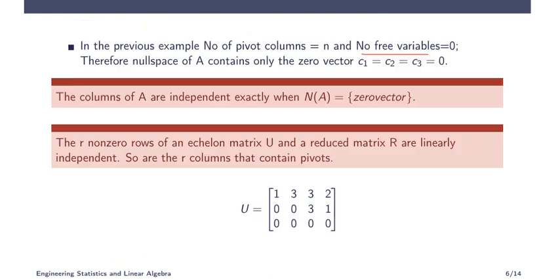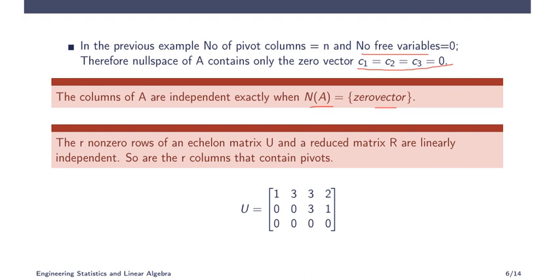So if the number of free variables is equal to 0, then the columns of that matrix give the solution C1 equal to C2 equal to C3 equal to 0. That is nothing but: the columns of A are independent exactly when the null space of A is the 0 vector.